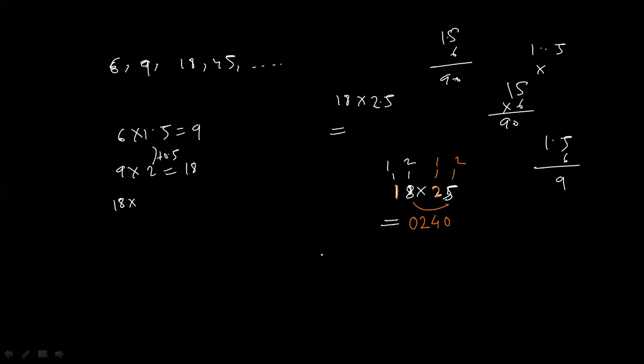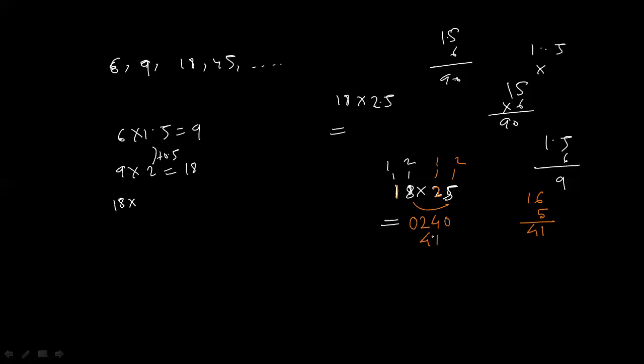Your next step will be to multiply the second digit of the first number with the first digit of the second number. The second digit of the first number is 8 and the first digit of the second number is 2. So 8 into 2, 16. Then again multiply the first digit of the first number with the second digit of the second number. So it is 1 into 5, your 5. So 16 plus 5.